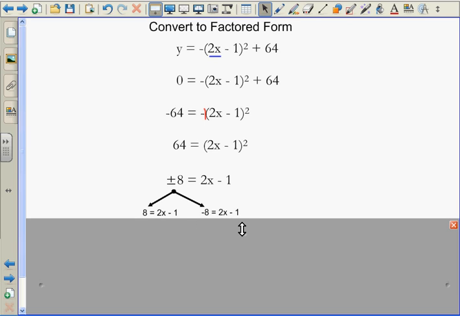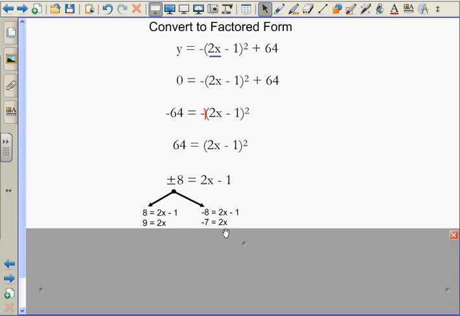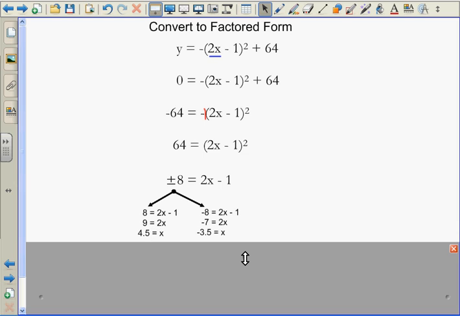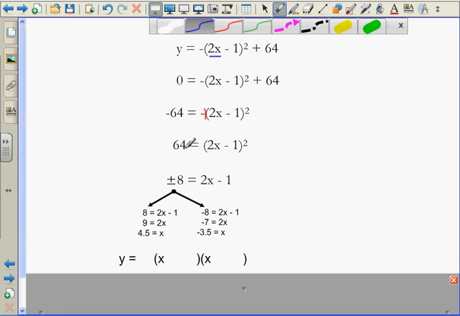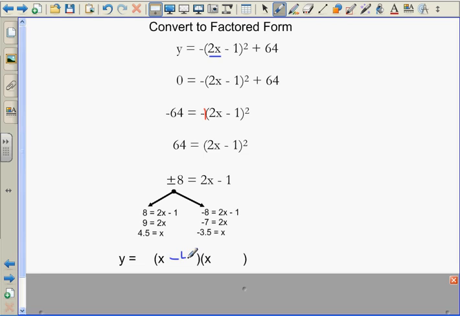And then solve both of those. So add 1 to both sides, which would cause a 9 over here and a negative 7 over here. And then divide by 2, which would cause this. So, decimals. Does that mean that we should just go ahead and plug those in? If it was a positive 4.5, it would be a negative 4.5. And if it was a negative 3.5, that means in the parentheses it was a positive 3.5.